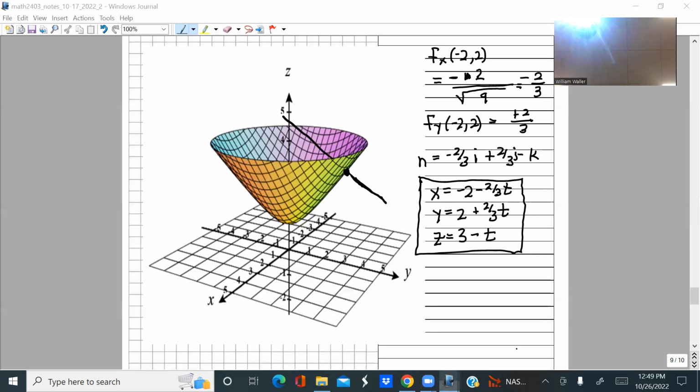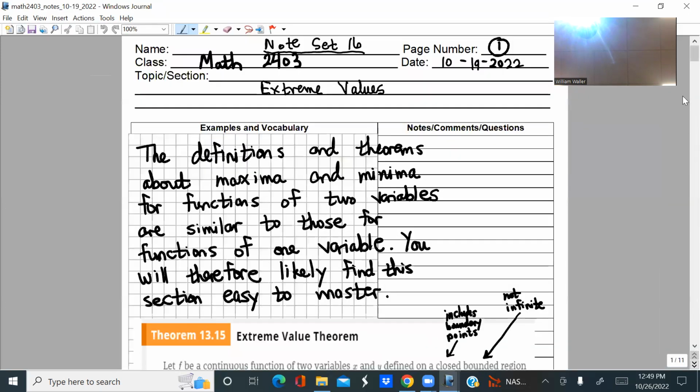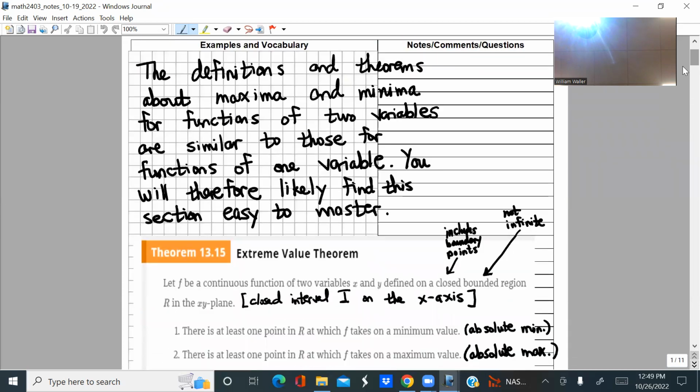Except we'll be using partial derivatives instead of just a plain derivative, right? So what I just said there is essentially what the note said, okay? So the definitions about maxima and minima, that means peak points on surfaces and valley points on surfaces, are very similar for functions of two variables as they are for functions of one variable. So you're going to find this, I think, pretty straightforward.